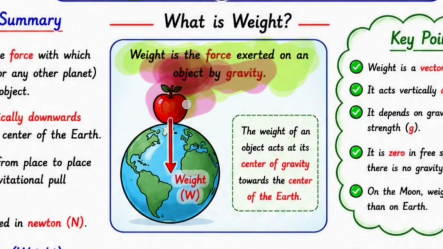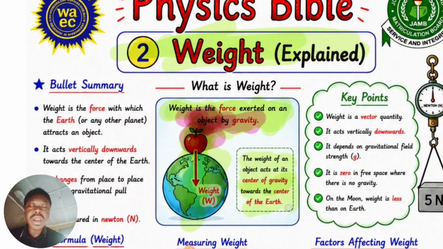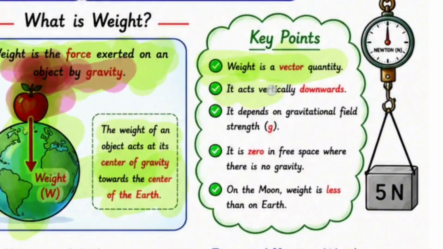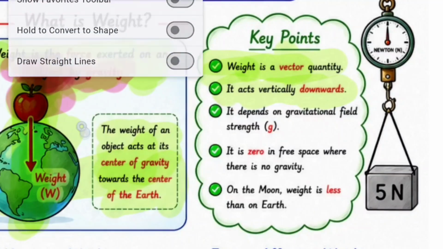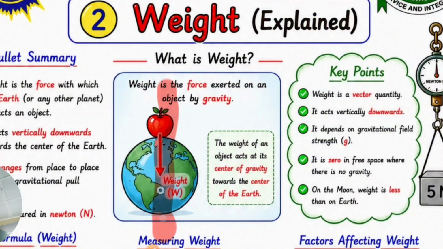You can see that if this apple is in space, it can be drawn towards the earth from wherever it is in space. The weight of an object acts at its center of gravity, towards the center of the earth. Everything has to do with the center of that particular object. Key points: weight is a vector quantity, while mass is a scalar quantity. It acts vertically downwards. You should understand this particular aspect.